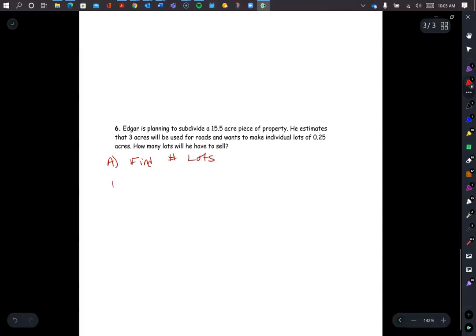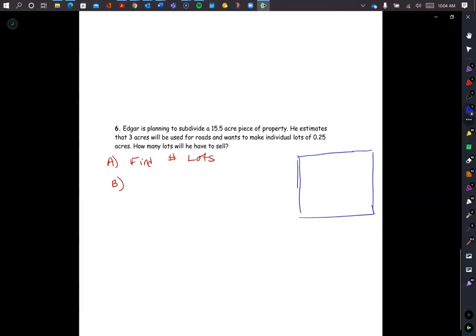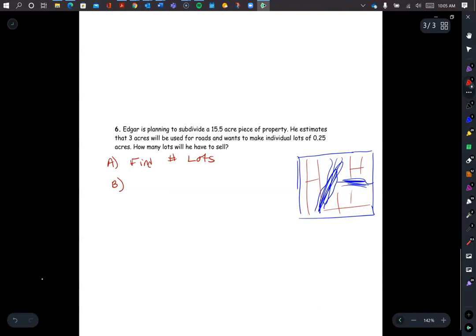Okay, and then part B would be what are we given, so we can kind of map out a little picture here. I'll kind of draw it off to the side here. This is a kind of a large area here. We have 15.5 acres, but 3 of the acres he can't use for the lots. He's gonna use them for like roads and things like that. So that gets blocked out of it. The first thing we need to do is kind of cut that part off.